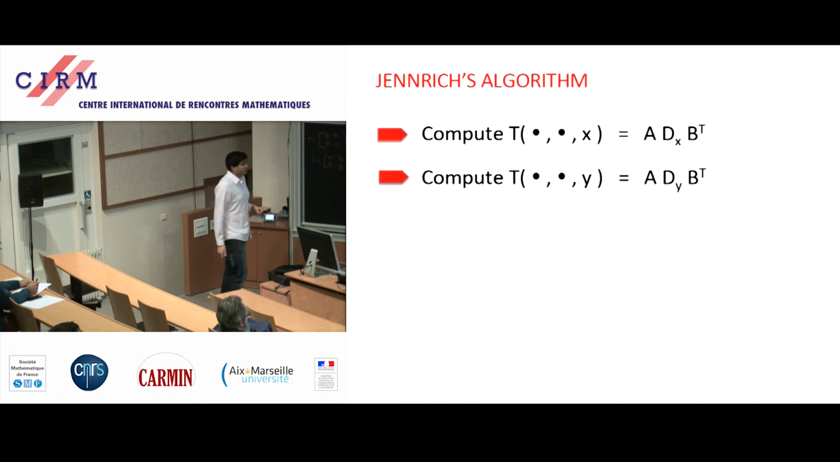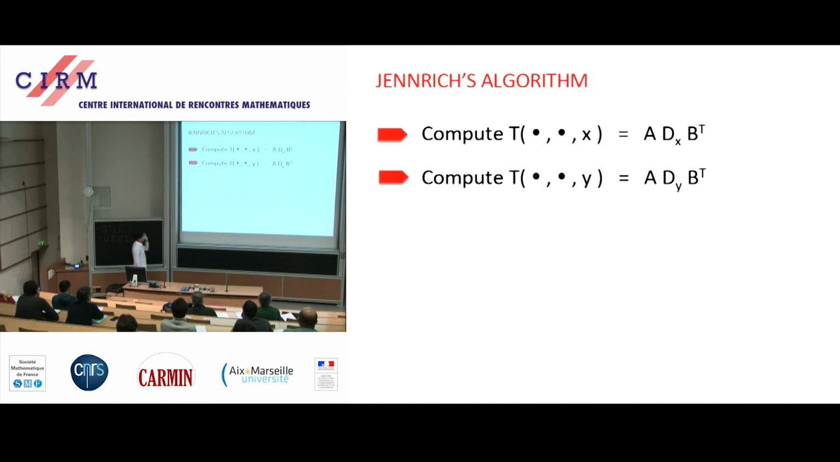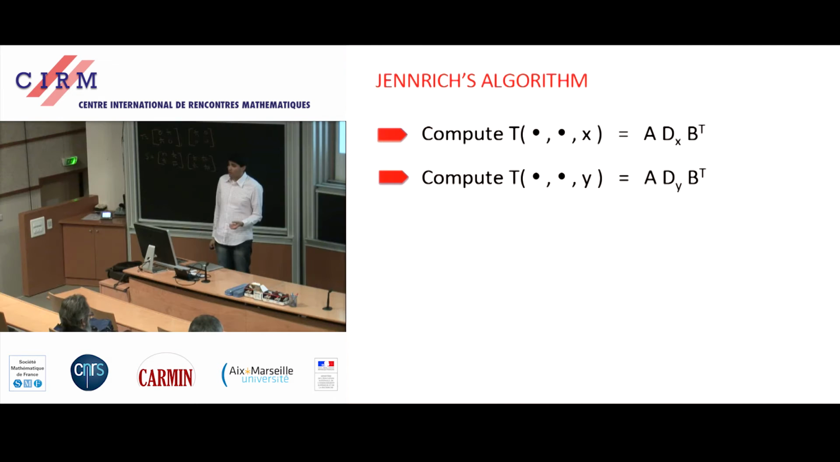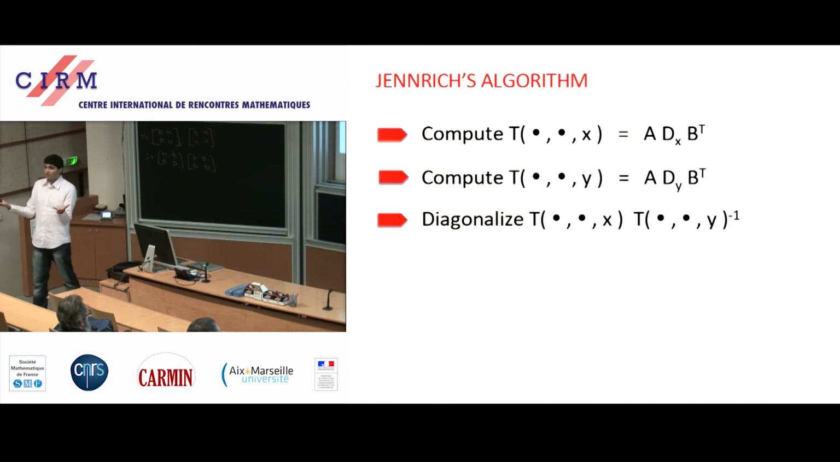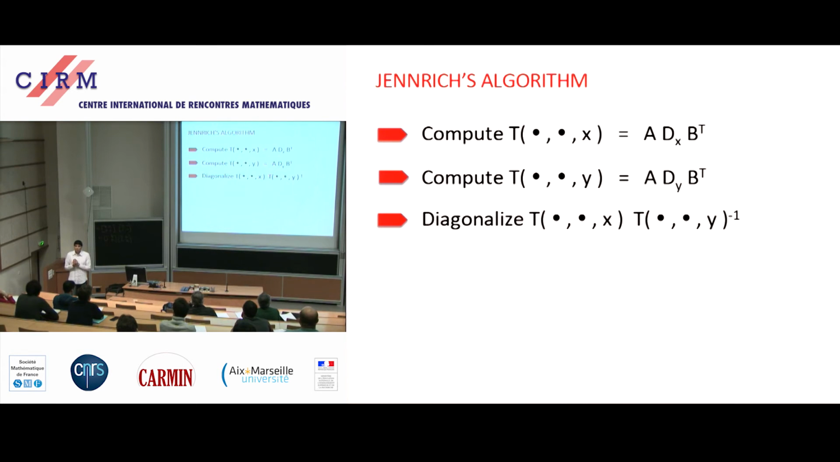Now, if I do the same thing with hitting it with a random y, I get a different matrix, A times D_y times B transpose, because now the entries in this diagonal are the inner products of the c_i's and y. And now we're actually almost done, because the key idea is that given T, we have access to these two collapsed matrices. We choose x and y randomly. But now what happens if I take the first matrix that I got and multiply it by the inverse of the second one?